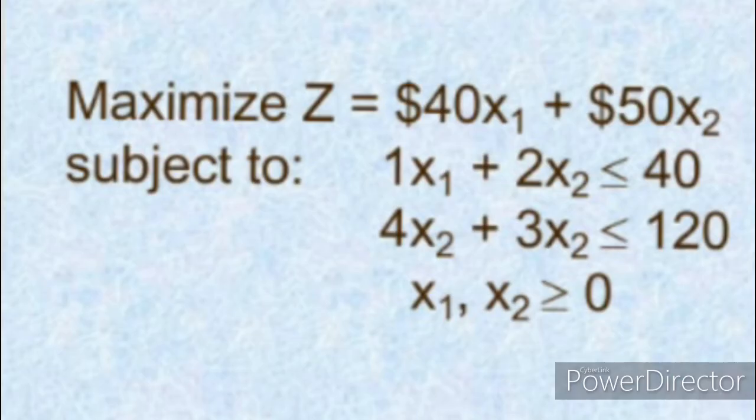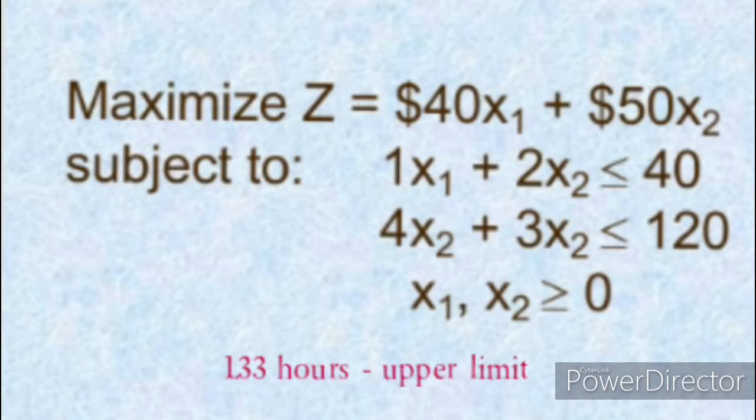Maximize profit is equal to 40 pesos x sub 1 plus 50 pesos x sub 2, subject to 1 x sub 1 plus 2x sub 2 is less than or equal to 40, while 4x sub 1 plus 3x sub 2 is less than or equal to 120, which is the original value for labor and clay. X sub 1 and x sub 2 are greater than or equal to 0. And 1.33 hours would be the upper limit for this constraint coefficient.